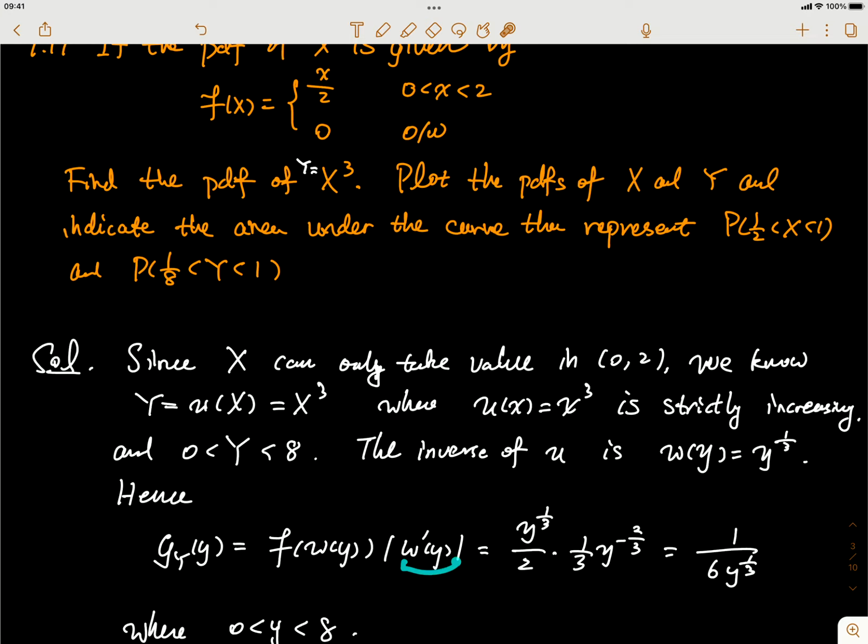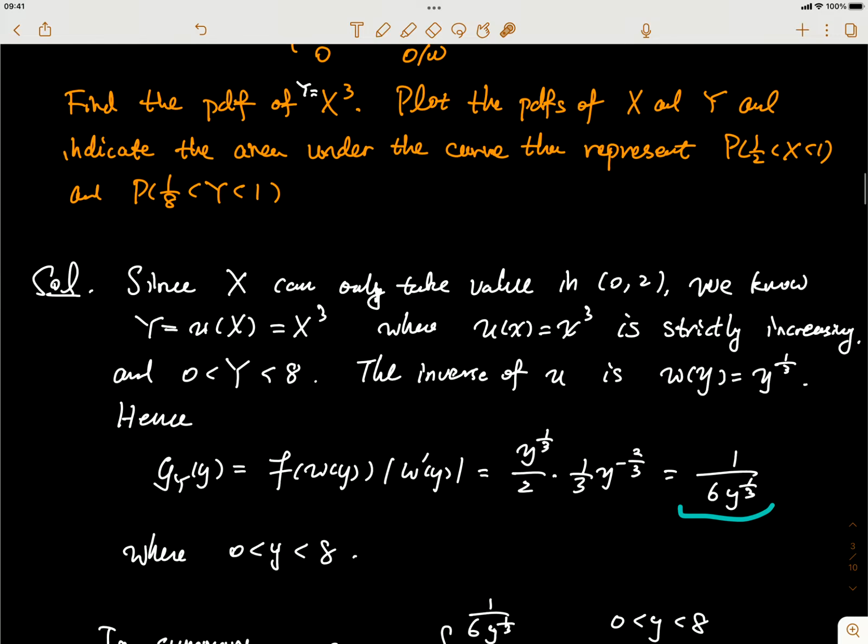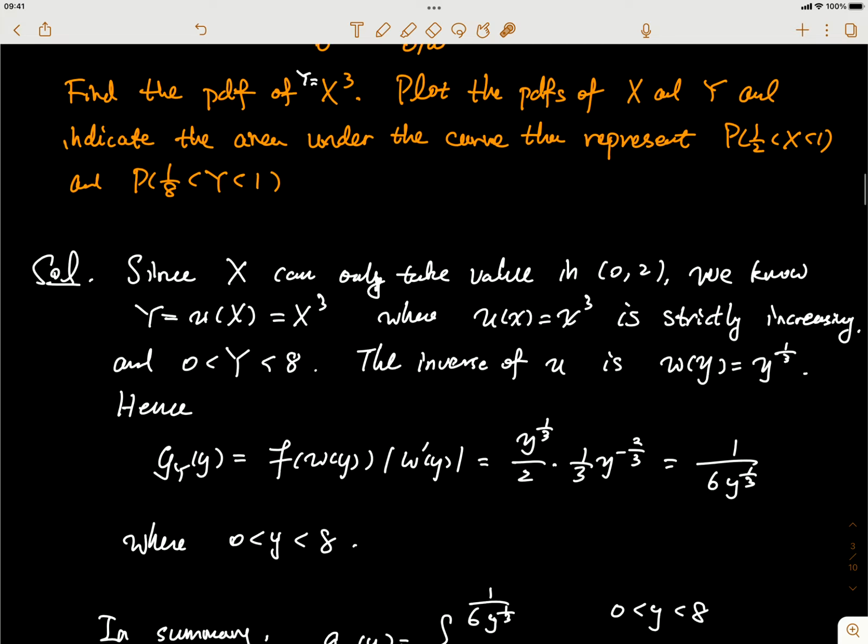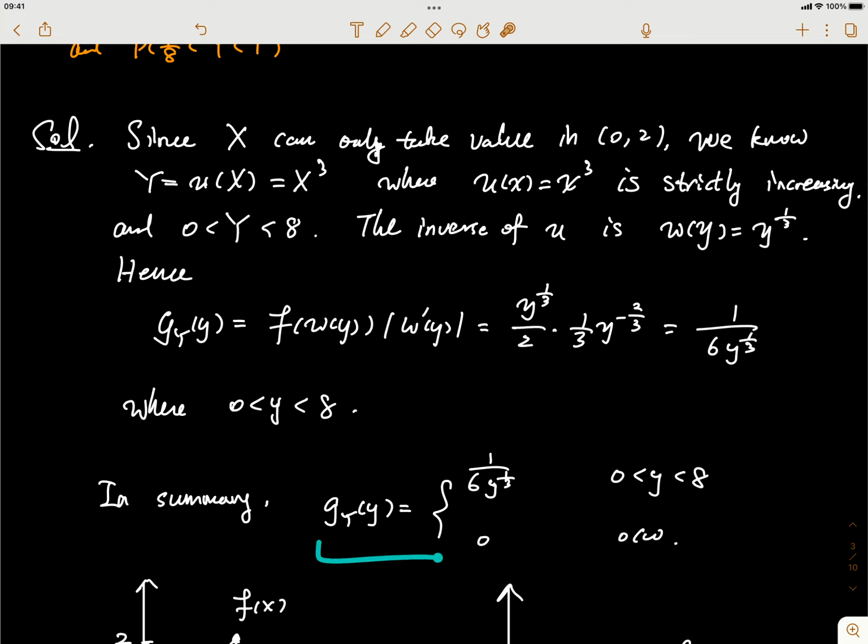And then this guy, we take the derivative of this with respect to y. We'll get 1/3 times y to the power negative 2/3. So that's this guy. Combining the two, we'll get this. Remember that this is for y between 0 and 8, and the probability will be 0 outside of this interval. So in summary, we just have that.